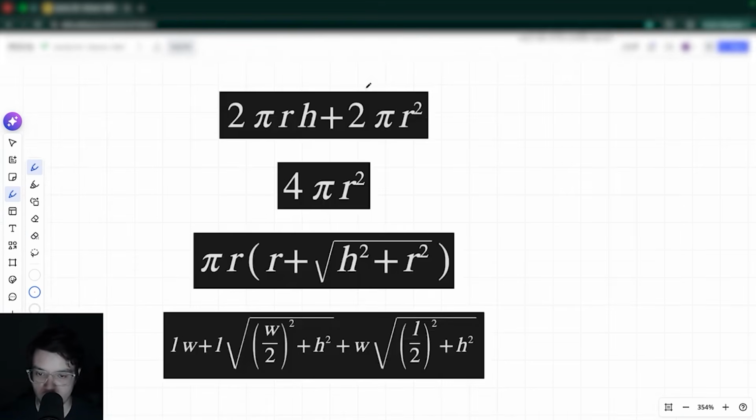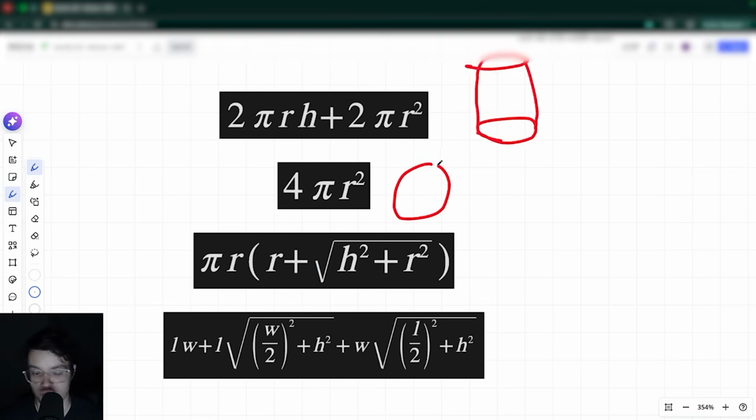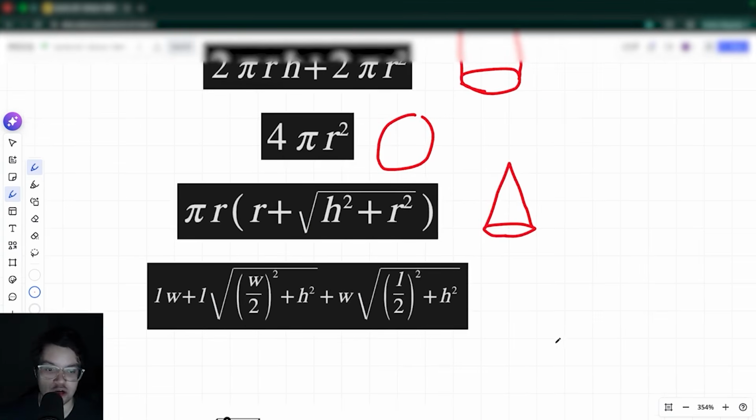So that's that. 4 different formulas I have here real quick. This one is the surface area of a cylinder. This one is the surface area of a sphere, like a 3-dimensional circle. This one is the surface area of a cone, like a birthday hat type thing. And then finally, this is the surface area of a pyramid.